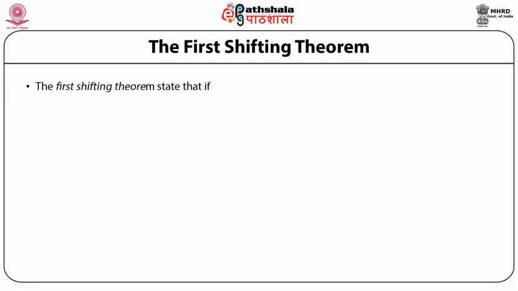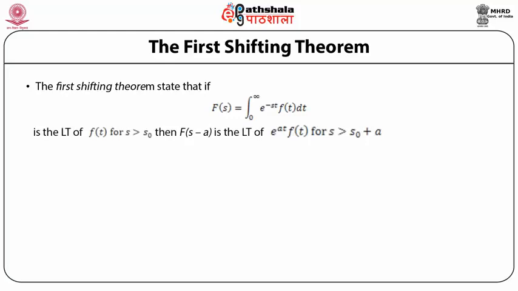The first shifting theorem states that if capital F of s is equal to integral 0 to infinity e raised to power minus st small f of t dt is the Laplace transform of function small f of t for s greater than s naught, then function capital F of s minus a is the Laplace transform of e raised to power at f of t for s greater than s naught plus a.